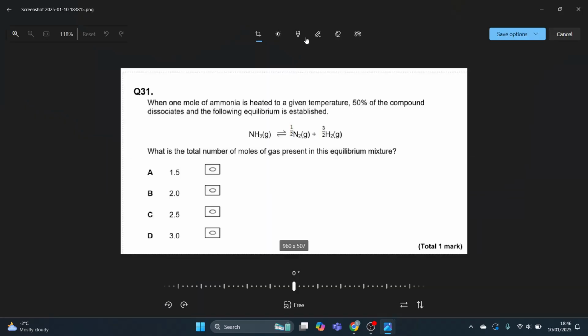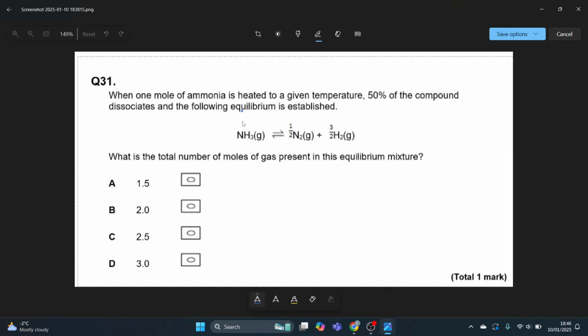Question 31. 1 mole of ammonia is heated at a given temperature, and 50% of it dissociates. Volume equilibrium established. We've got 0.25 here, a 1 to a half molar ratio, so half it, and 3/2 here, so now that's 0.75. Now for the total number of equilibrium moles, that's 0.75 plus 0.75, which is 1.5.